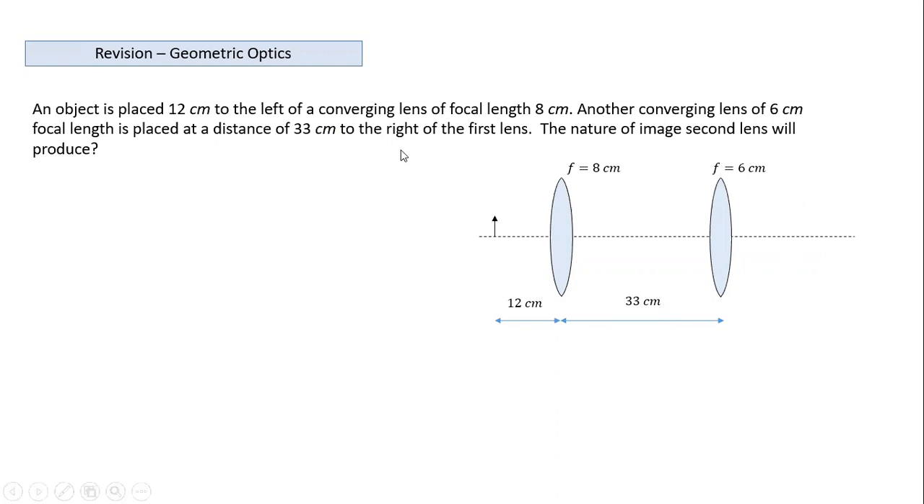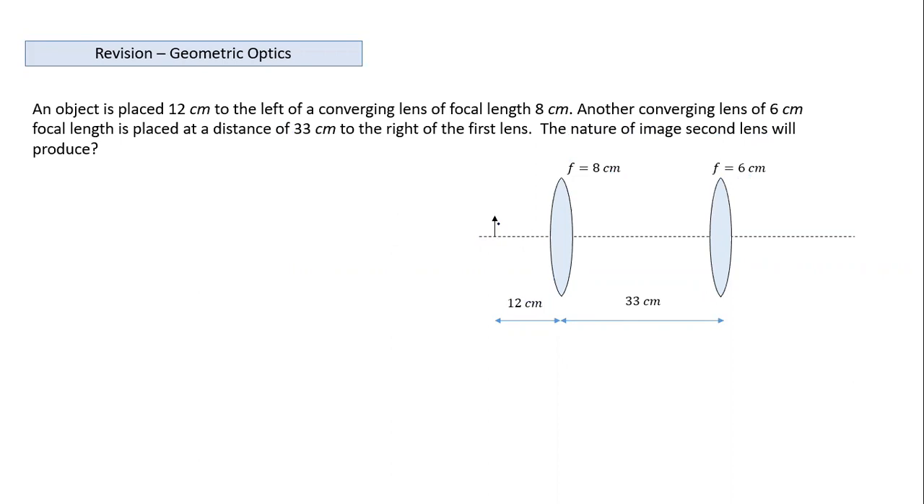Okay, let's look at some question where lenses are not close to each other. I cannot use equivalent focal length. I cannot take the sum of the powers. So what is given? Object is placed at 12 centimeter and both focal lengths are given, 8 centimeter and 6 centimeter. Both are converging lenses. What we need to find is the image formed by the second lens. The distance between the lenses, object distance, all these things are given.